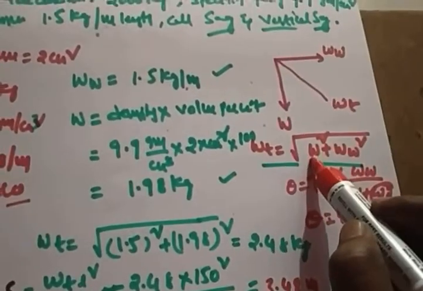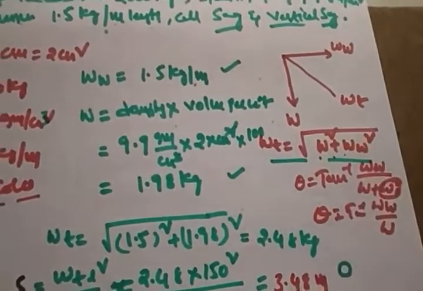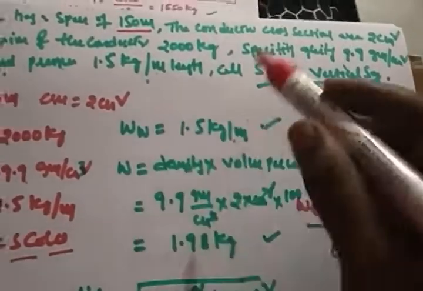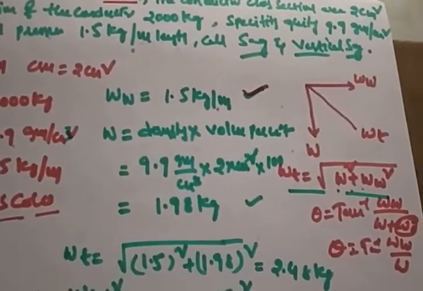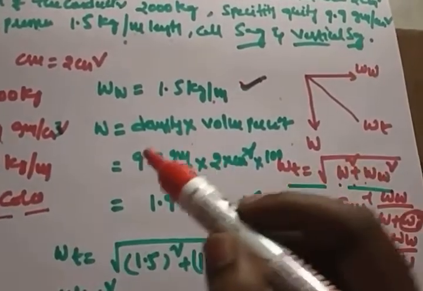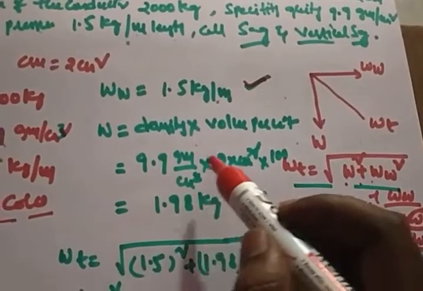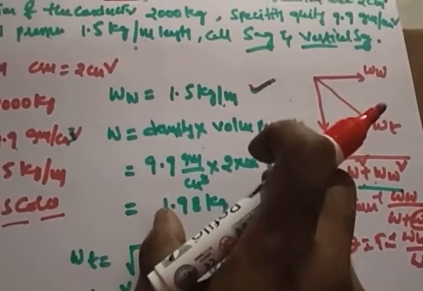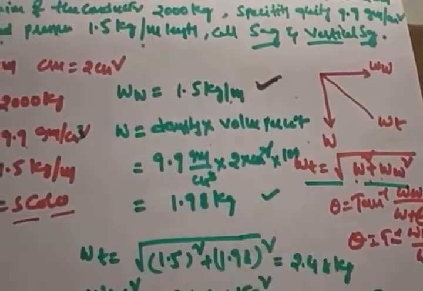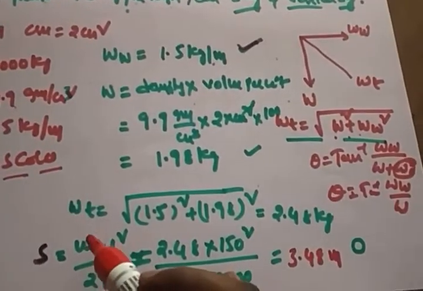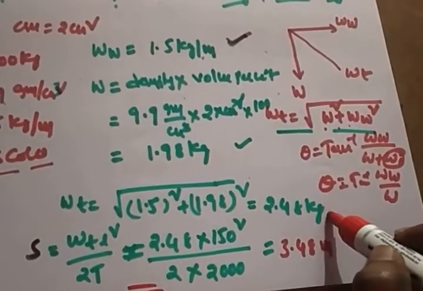So what is the formula for WT? Square root of W plus WW whole square. So what is the WW? They directly gave that, 1.5 kg per meter. So what is the W? They won't directly give it. They give the specific gravity and cross sectional area. So with that you have to substitute specific gravity into volume, right? So with that you will directly get the W value. After that you have to calculate WT. So from this you calculate the WT like this.